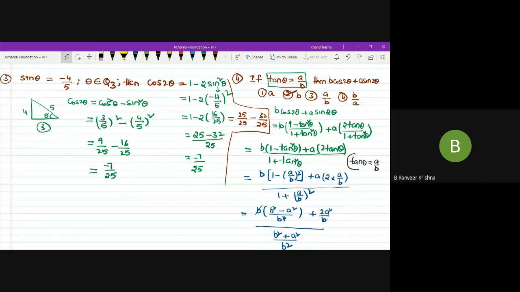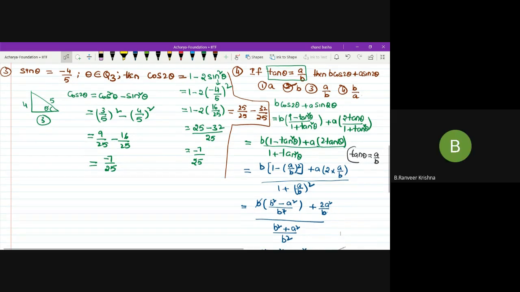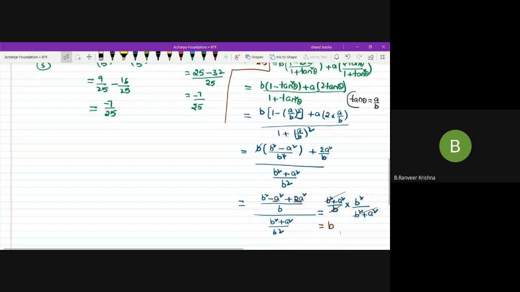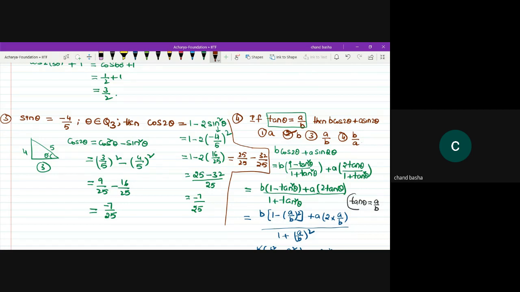Sir, can you explain the fourth sum once? I didn't understand. Why did we take b into 1 minus tan square theta plus a of 2 tan theta by 1 plus tan square theta? Here we are taking the LCM, 1 plus tan square, as the common denominator function. The rest of the numerator part I have written directly: b into 1 minus tan square plus a into 2 tan theta. These two are the numerator parts.